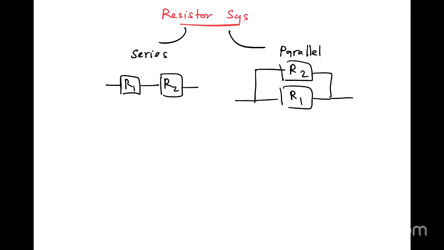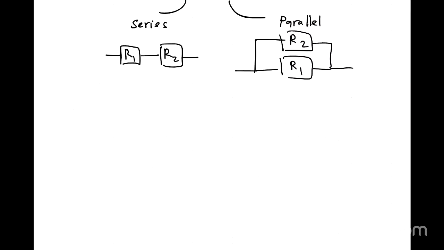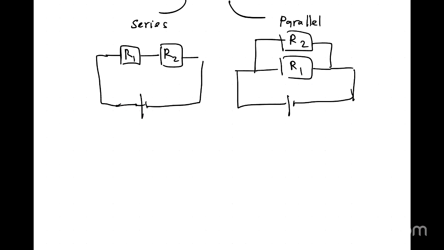Once you are getting a resistor system in your question, first of all, you need to identify whether it is a series resistor system or a parallel resistor system. That is the first breakthrough that you need to make. Otherwise, the calculations will be wrong. So when it comes to the series system, I'll complete this diagram. Let's say like this, and this is going to be like this, right?